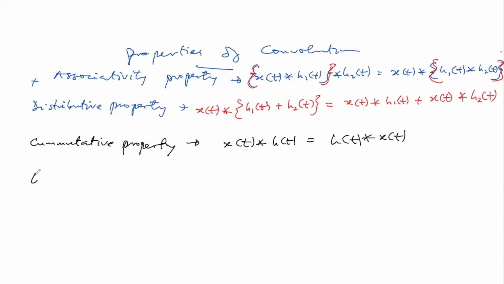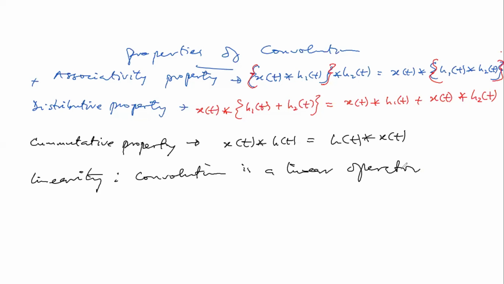Then linearity. So convolution is a linear operator, such that any linear operation on the input will also result in a linear operation in the output. So if we perform a derivative function, for instance, on the impulse response, the derivative function will also have an impact on the output, because that's a linear operation.